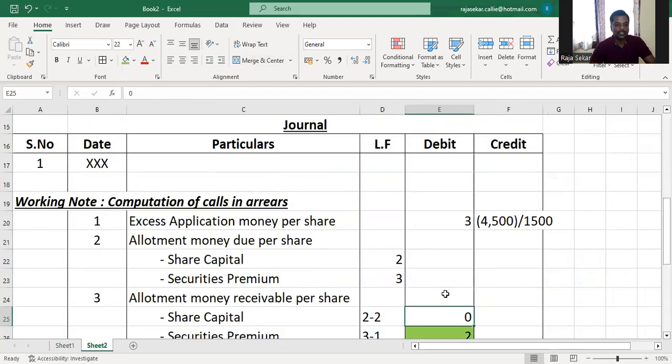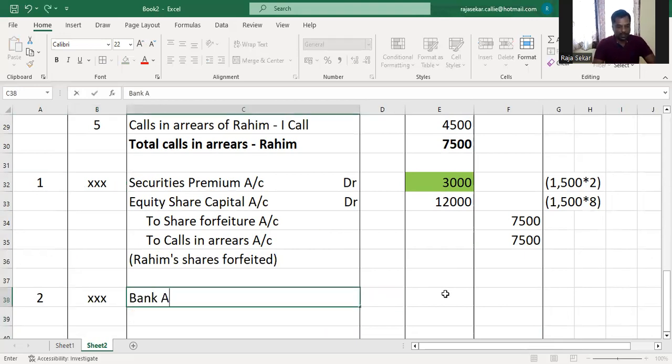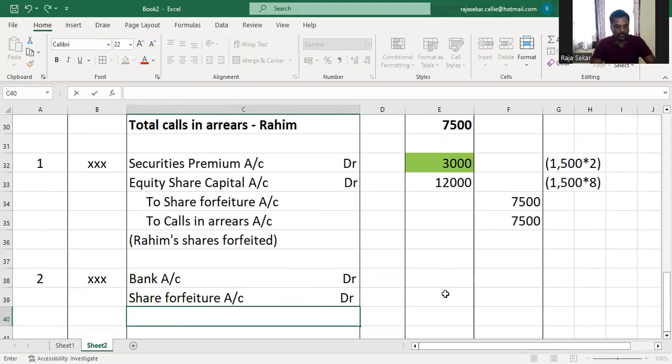Understood or not, my children? Whenever there is discount, the journal entry for reissue is: bank account debit, because we are receiving money in the bank, so bank account will be debited. We have given discount, so share forfeiture account will be debited. And then, sorry, equity share capital account. We reissue shares. Share capital has to be credited. So equity share capital, because it's a liability, is increasing.